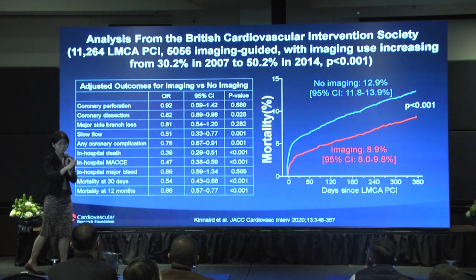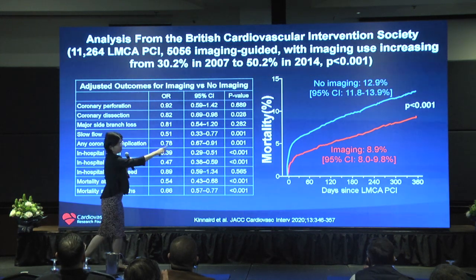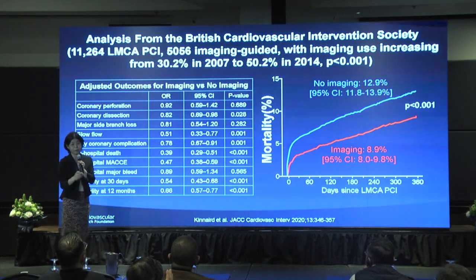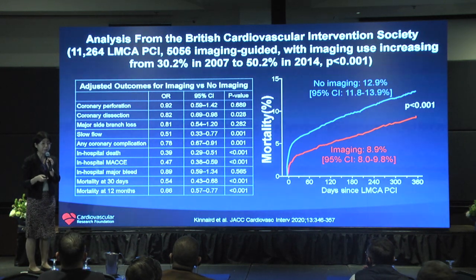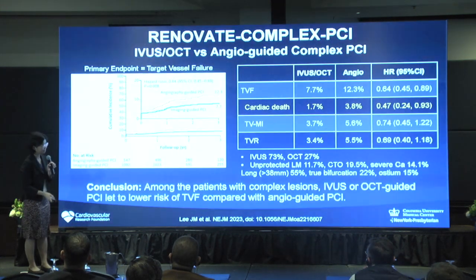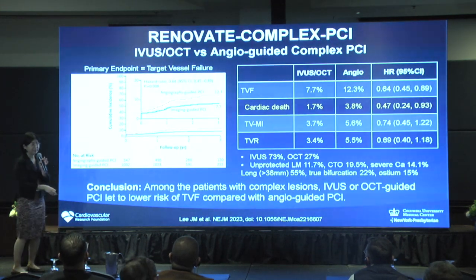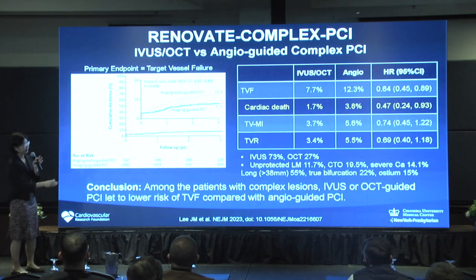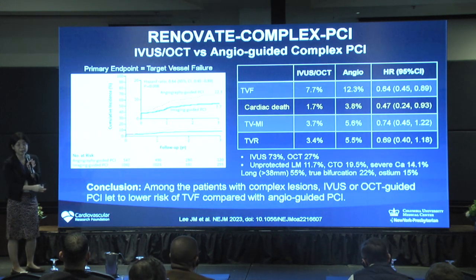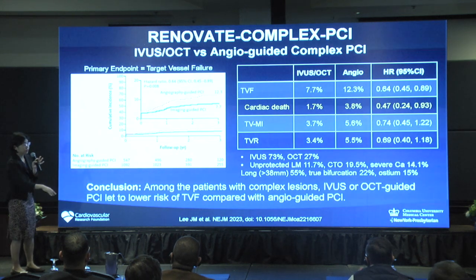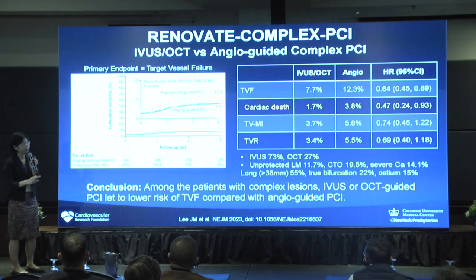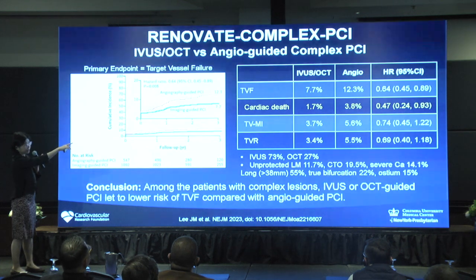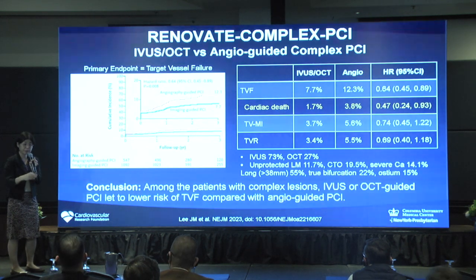And importantly, you see the main difference occurs at a very early stage. So we are reducing mortality by avoiding the mechanical issue. Additionally, this is the data from the RENOVATE-PCI. They show, based on complex PCI with and without IVUS, reducing the events. And importantly, in this data, this is the first time showing cardiac death was reduced based on intravascular imaging. You see the hazard ratio is 0.47, almost half.